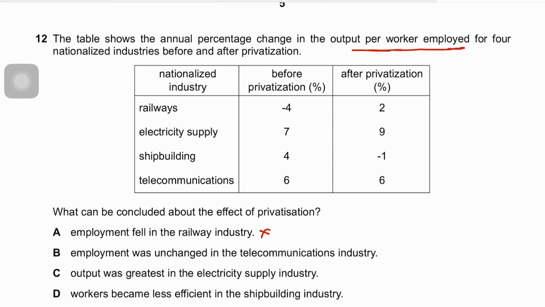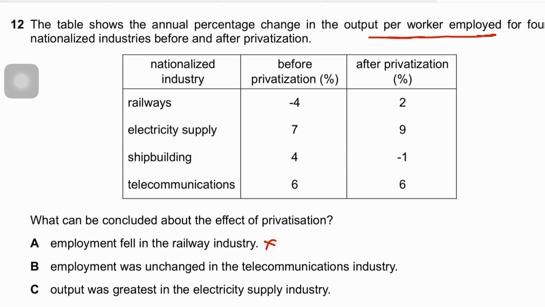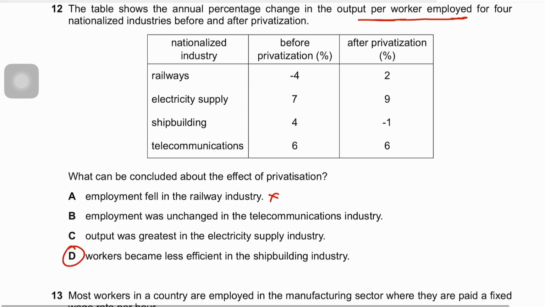the correct answer. And this is actually the correct answer because it says workers became less efficient in the shipbuilding industry, and we see that in the shipbuilding industry, the output per worker goes down, which means that it decreased from 4% before to negative 1% after privatization, which indicates a decline in labor productivity or worker productivity, meaning workers became less efficient after privatization. Hence, option D is the correct answer.